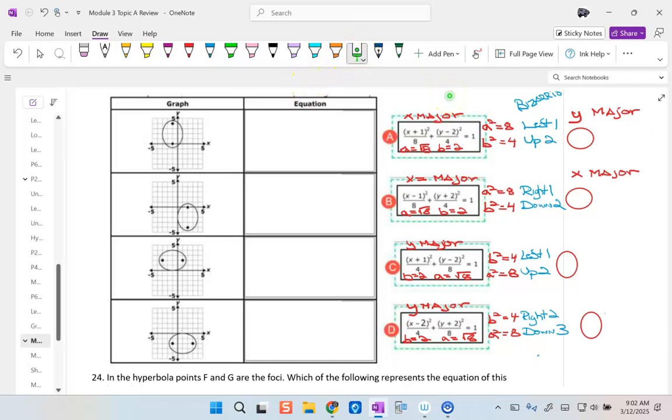All right, the next one, you see -1 on the x, that goes to the right 1. You see +2 on the y, that means down 2. Okay, next one, +1 on the x means left 1. -2 on the y means up 2. -2 on the x means right 2. And y +2 means down 2.